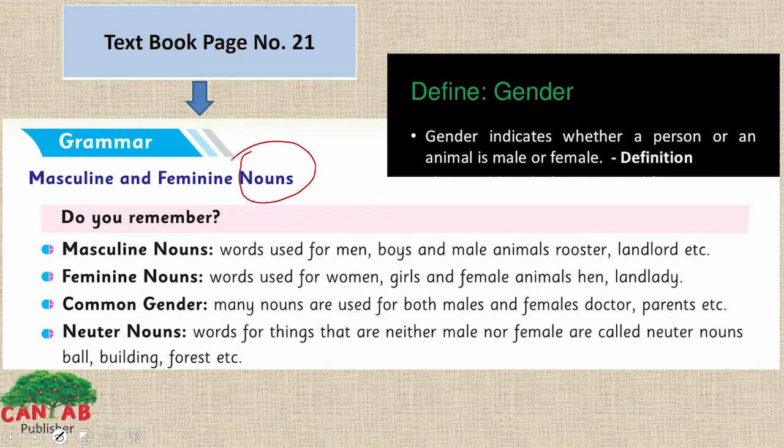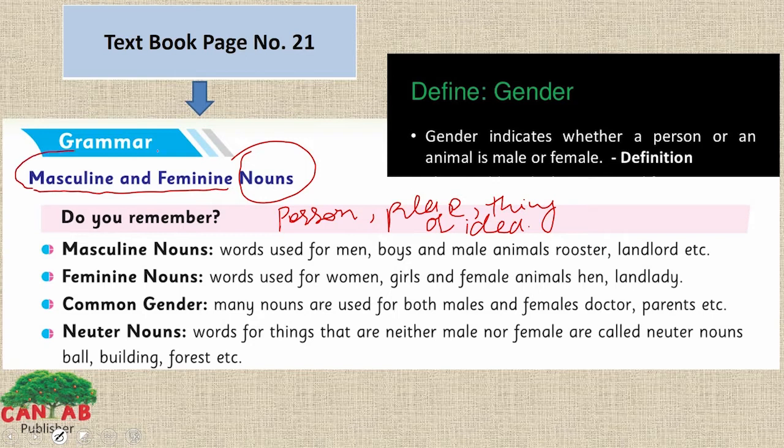Noun is a part of speech which names a person, place, thing or idea, like boy, girl, table, pen, school, airport, Islamabad, honesty, joy. These are all examples of nouns. Now look here, what are masculine and feminine?